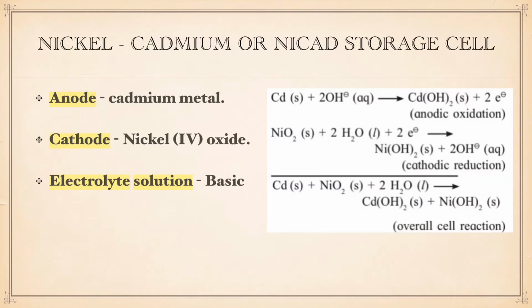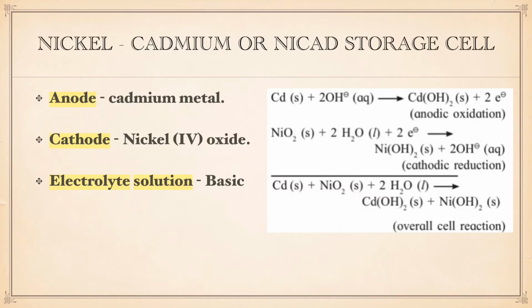Now we will see some of the cells in detail. First one is the nickel cadmium or NiCad storage cell. This is an example of a secondary dry cell. So I can say it is a dry cell that can be recharged. First we will see what the anode is. Here the anode is cadmium metal, the cathode is nickel(IV) oxide, and the electrolyte used is a basic solution. You know that at the anode oxidation takes place, and at the cathode reduction takes place. Now we will see the reactions at the anode and at the cathode.